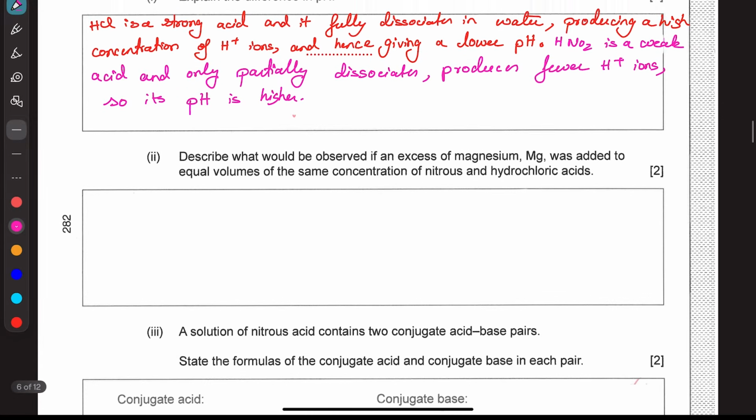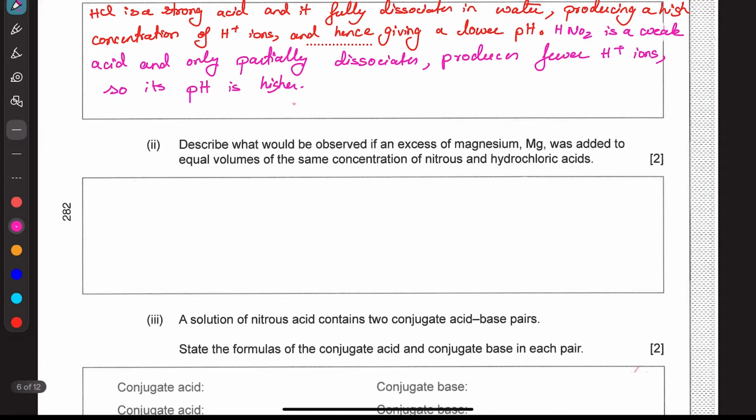And describe what would be observed if excess magnesium was added to equal volumes of the same concentration of nitrous and hydrochloric acids. So when we add Mg, the reaction is straightforward, right? Mg will react with the acid. So there will be a salt of magnesium and hydrogen gas will be produced. But HCl is a stronger acid, so it will react more vigorously with magnesium, while HNO2 is a weak acid. It will react less vigorously. So that's it.